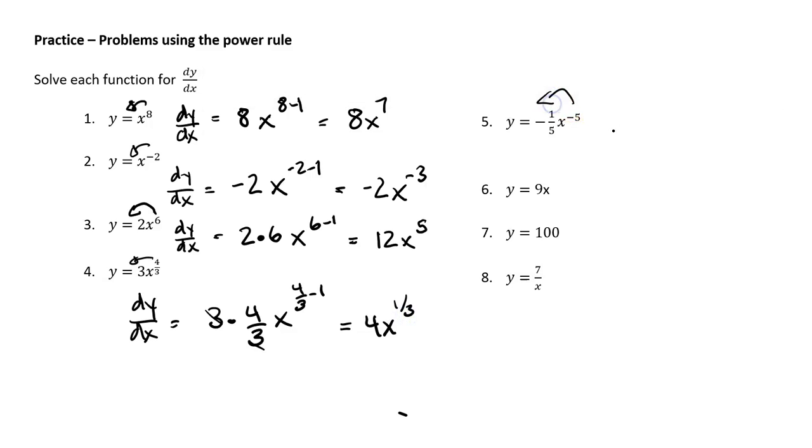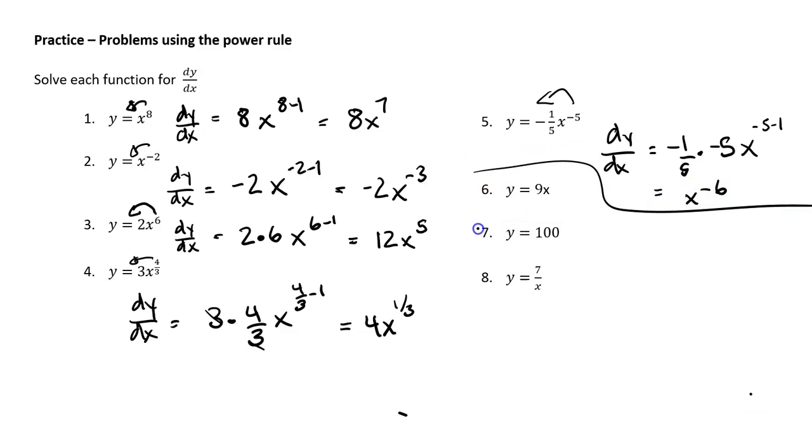Let's keep on going. So this one, dy/dx, is going to be negative 1/5 times negative 5, x to the -5 take away 1, which is -6. So that is just going to be x to the -6. Cool. Next one, number 6.